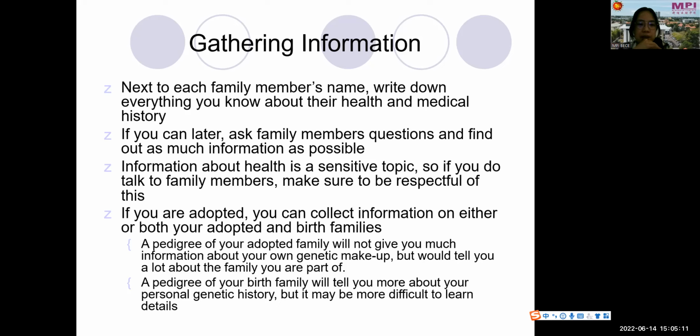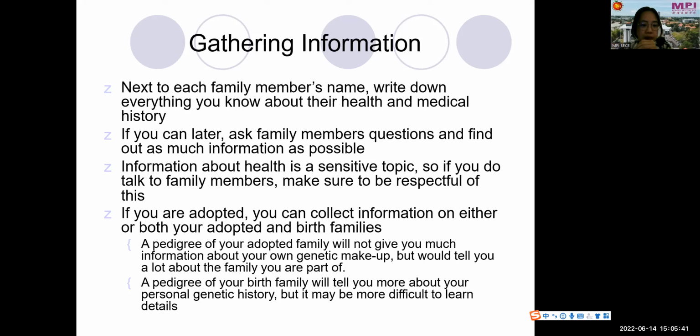If you are adopted, you can collect the information on either or both of your adopted and birth families. This is why we need to have both the adopted and birth families. It's because the birth side is more about the DNA, genetic transmission. But for the adoptive family, it is more about emotional transmission.